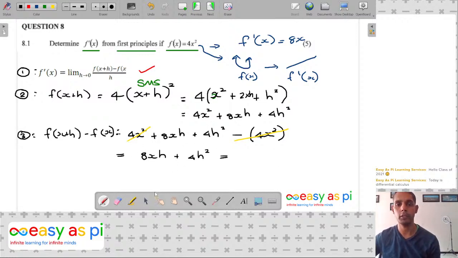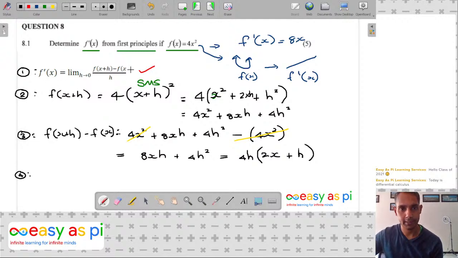I'm going to pull out a highest common factor. So in this case, I can pull out 4h. And what am I left with? Well, I'm left with 2x plus h. Okay, that is step number 3. And now let's go to step number 4.